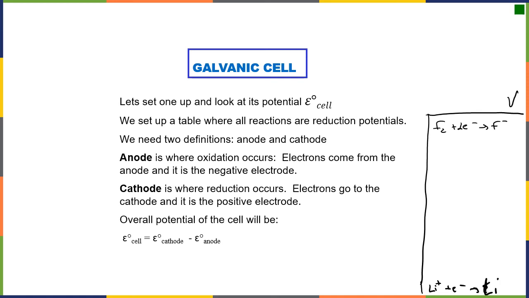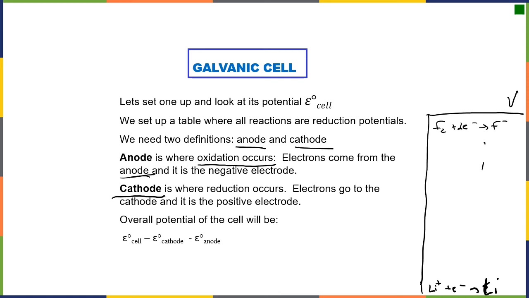And what we're going to do is we're going to have two portions. We have to have an anode and a cathode. We know anode is where oxidation occurs, and the electrons are going to come from the anode, making this the negative electrode. Cathode is where the reduction occurs. Electrons are going to go to the cathode, and the cathode is going to be positive.